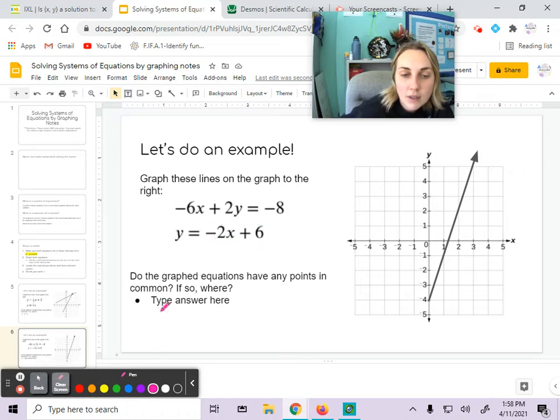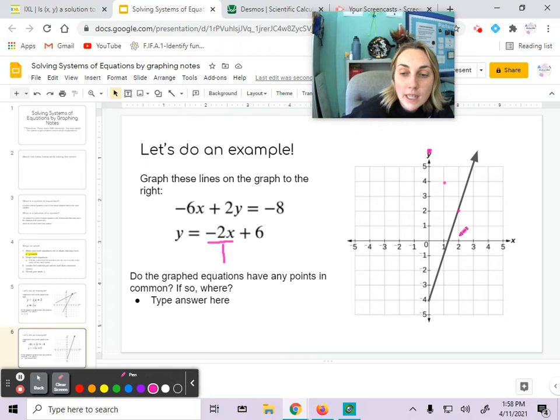Negative 2 is by itself, so I'm going to make it negative 2 over 1. So from here, I'm going to go down 2 times, so 1, 2. And my run is still positive, so I'm going to run 1 time. And that's my second point. And I'm going to do the same thing. I'm going to rise negative 2 times, so I'm going to go down 2 times. And I'm going to run 1 time.